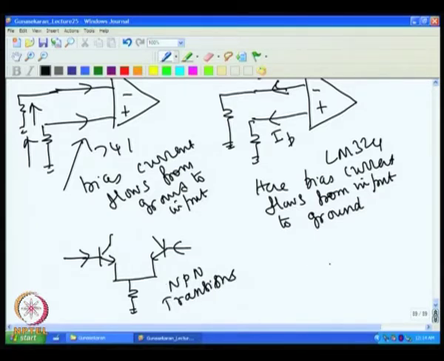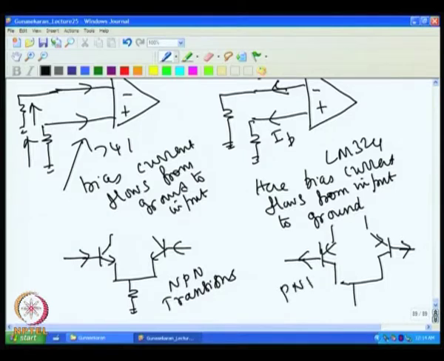In the case of LM324, PNP transistors are used. In their case, bias current flows out. Here, a PNP transistor is used, so bias current flows out.